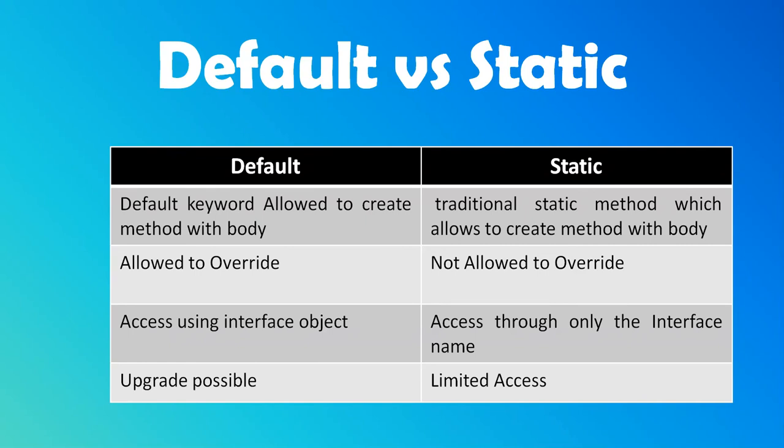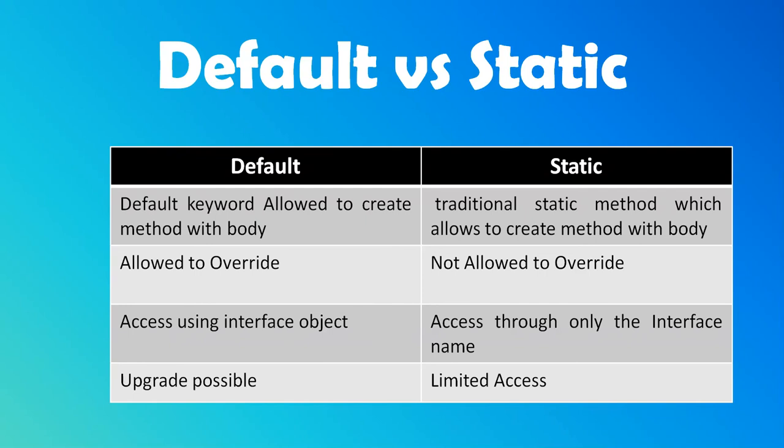That is the next point: access using the interface object. I can create an object, and using that object, I can access the default methods inside the interface. But in the case of the static method, it has to be accessed only through the interface name, like class name dot method name.